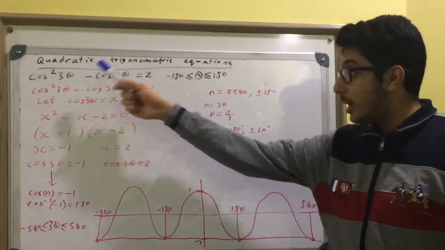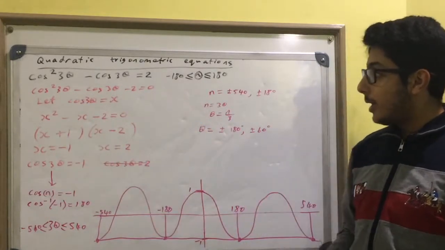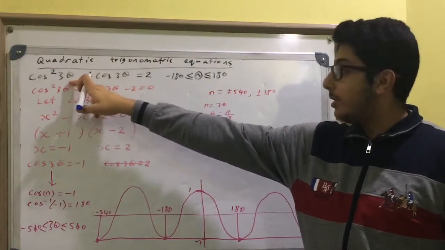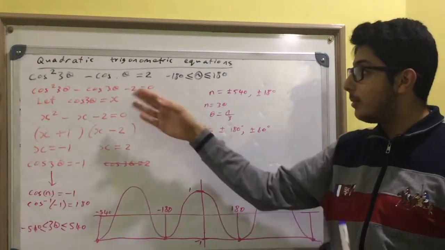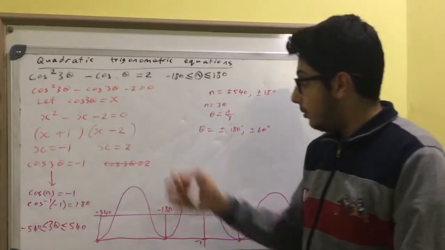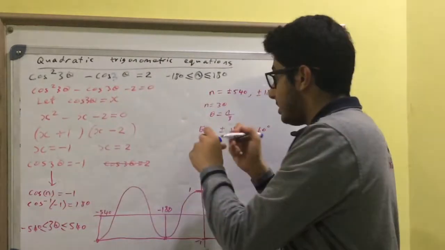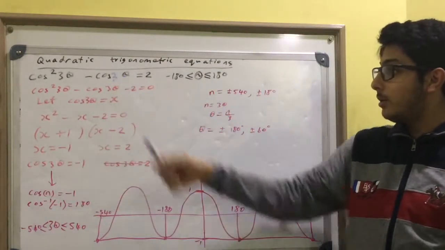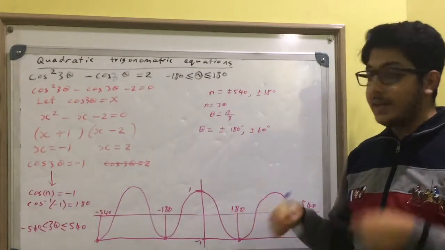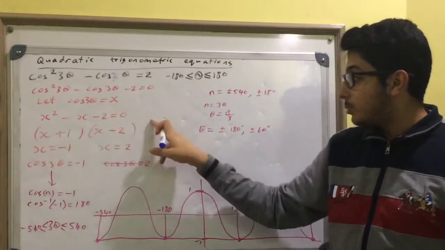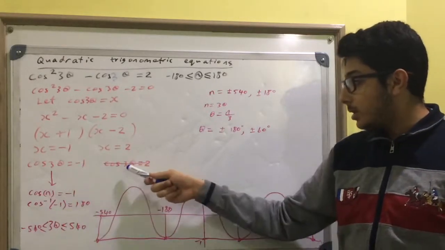So, we rearrange it so everything's equal to 0, and let cosine 3 theta equal x. If this was cosine squared 3 theta minus cosine theta, for example, then you can't make it a quadratic. So you need all the cosine functions to have the same input. So we'll let cosine 3 theta equal x, or any other letter you want. And this one factorizes, so x is negative 1 and x is 2. So cosine 3 theta is negative 1 and cosine 3 theta is 2.